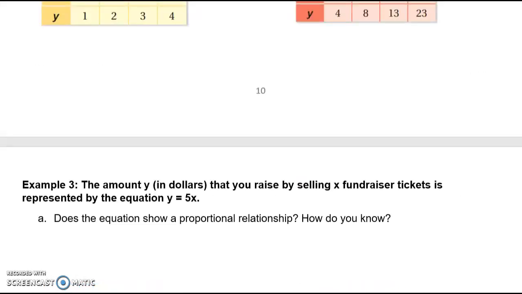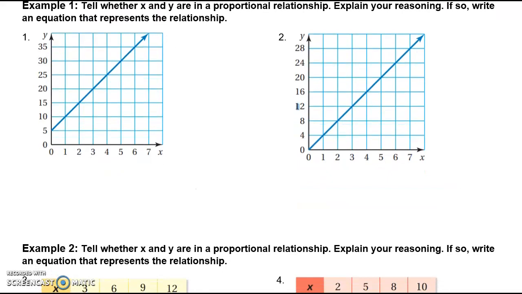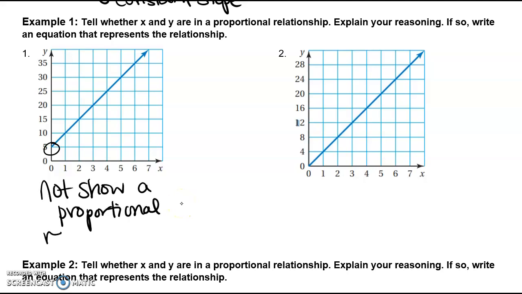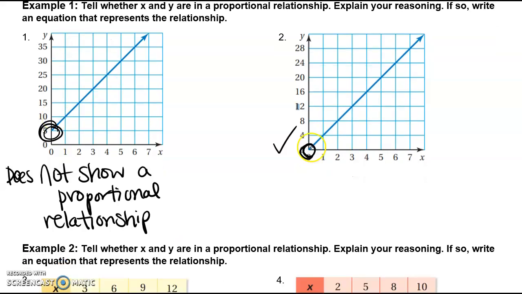So let's look at some examples. Looking at example 1, remember the two things I'm looking for. Is it a straight line and does it go through the origin? Yes, this is a straight line. No, it does not go through the origin. So this does not show a proportional relationship. I know this is a lot to write. I should have written does not. Does not show a proportional relationship. Why? It does not pass through the origin.